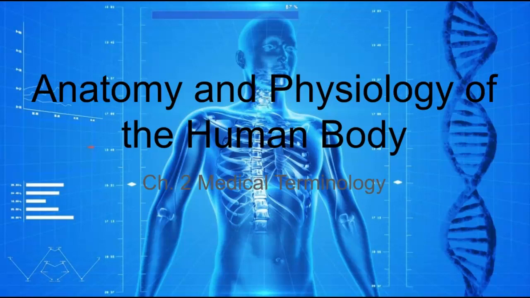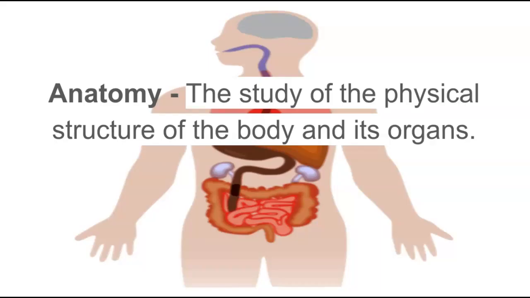Okay, chapter 9 in your medical assisting textbook. It is Anatomy and Physiology of the Human Body. This is a two-part lecture, so buckle up, let's go. Okay, so the first thing we're going to talk about is what is anatomy?